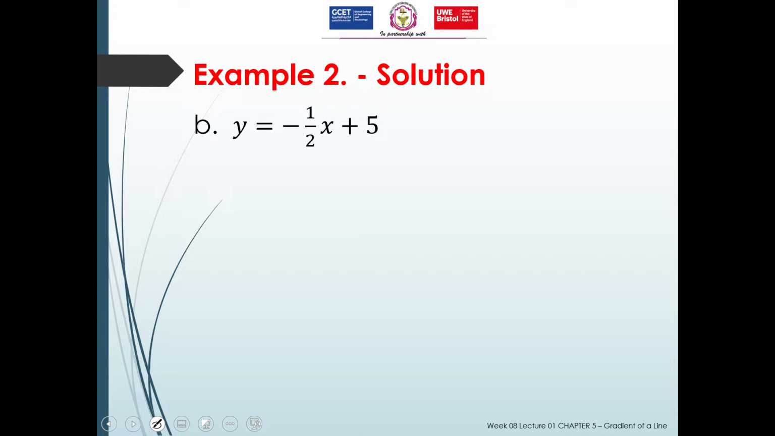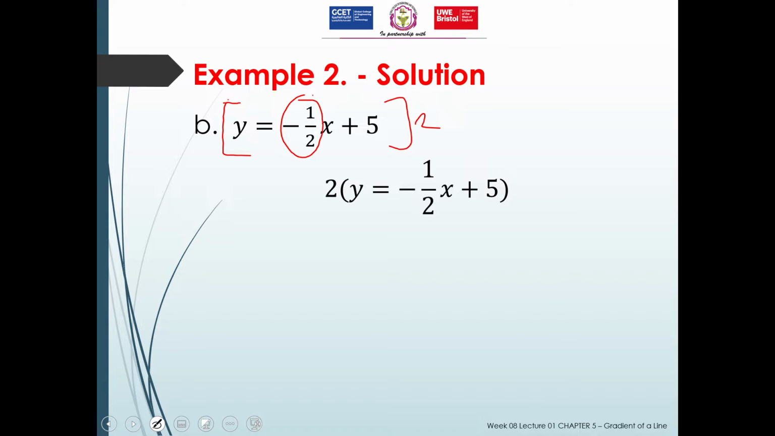Second example, second problem. This time we have y equals negative 1/2 x plus 5. Now notice this one. The coefficient of x is a fraction. So to simplify the transformation of this standard form to the general form, let us free this one first from fraction. So what we do is we multiply both sides by the denominator of the numerical coefficient of x, which in this particular example is 2.